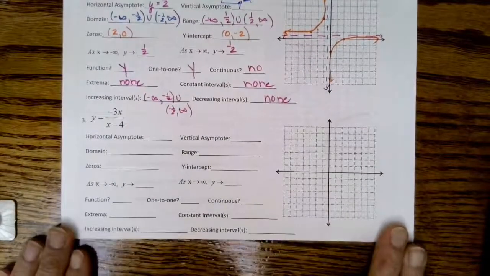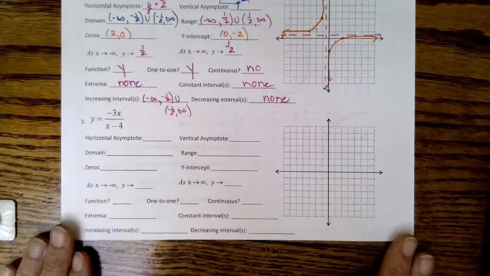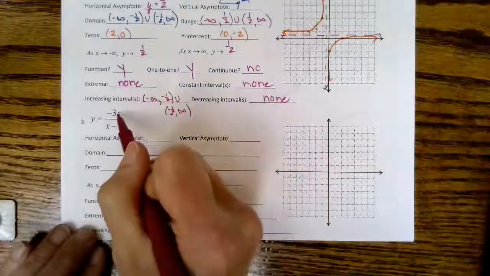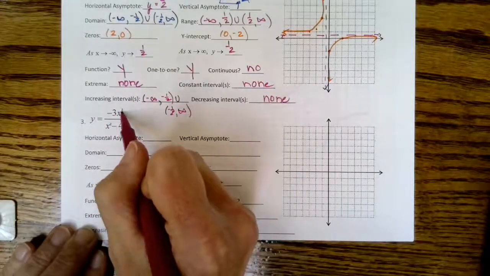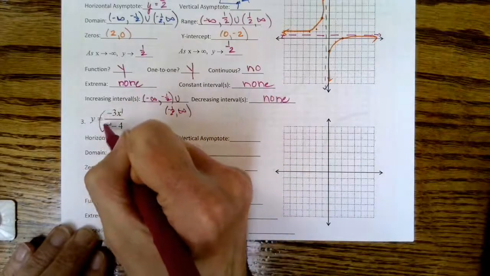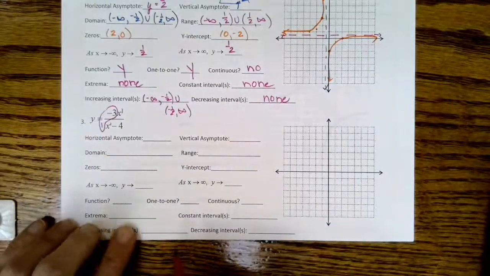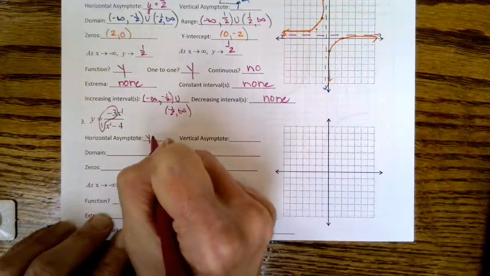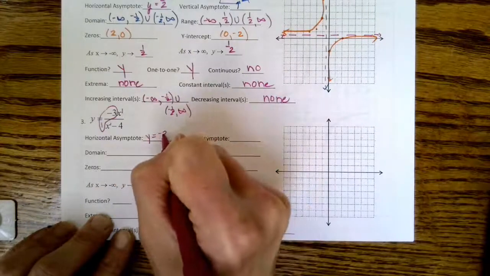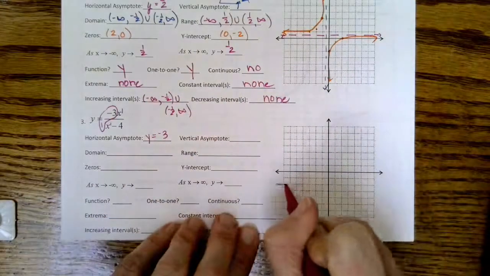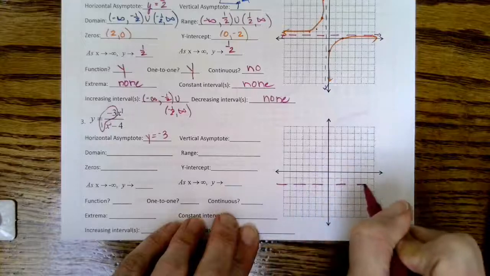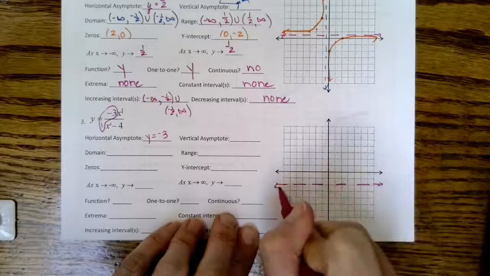All right, let's look at our next homework problem, number 3. I have the same number of x's on the top and bottom, so I know that my fraction, a over b, is going to be my horizontal asymptote. So y is going to be equal to negative 3 over 1. This horizontal line is going to be my boundary.